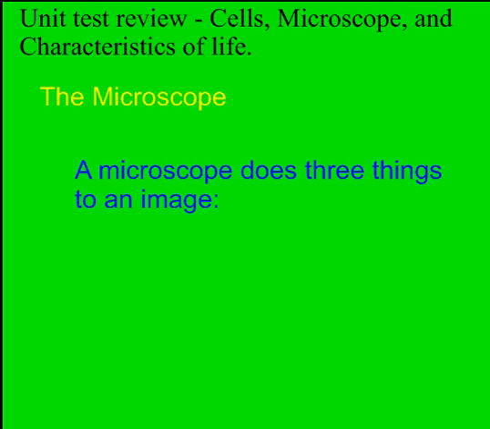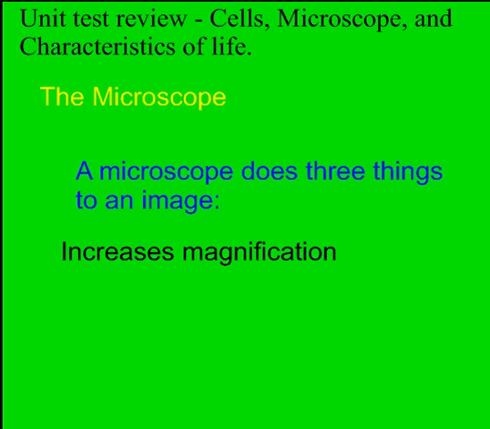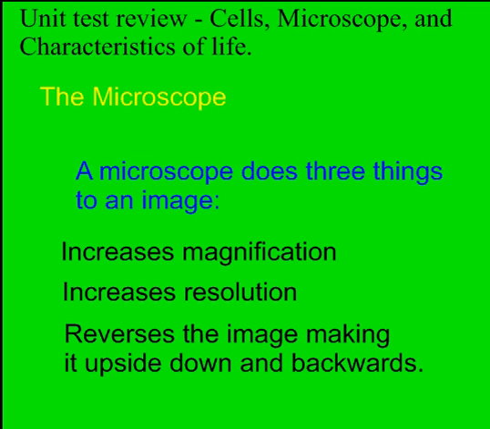We then learned about the microscope. The microscope does these three things to an image. It increases magnification, making things look larger. It increases resolution, making them look sharper. And it reverses the image, making it look upside down and backwards.